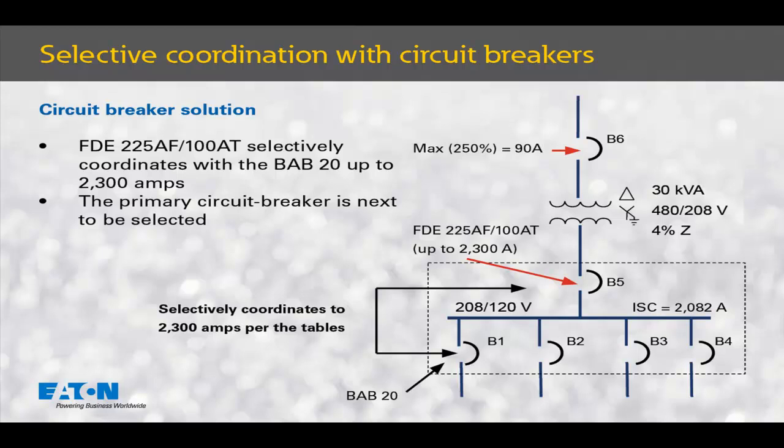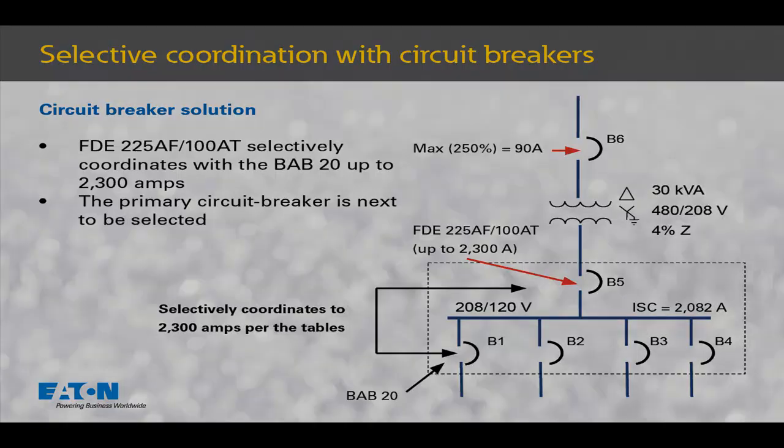Now we have the downstream panel board circuit breaker solutions selected. We have the branch circuit breaker as a BAB20 and the main, which is an FDE circuit breaker with a 225 amp frame and a 100 amp trip. We've achieved selective coordination up to 2300 amps. So now we're going to focus on the primary circuit breaker B6. We will go through a very similar process with a twist that is unique to transformer applications.